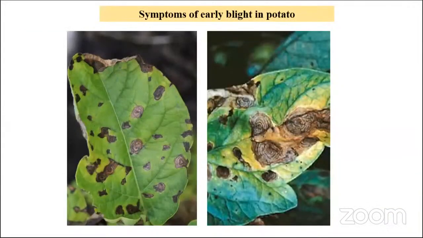Now you can see the symptoms of early blight of potato. These are the distinguishing symptoms from the late blight of potato. Now you can differentiate what the difference is between early blight and late blight. In the symptoms itself there is a difference, starting from the pathogen, which is a different pathogen, Alternaria solani. The symptoms caused by Alternaria solani are totally different from Phytophthora infestans.